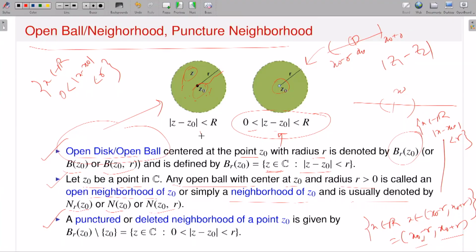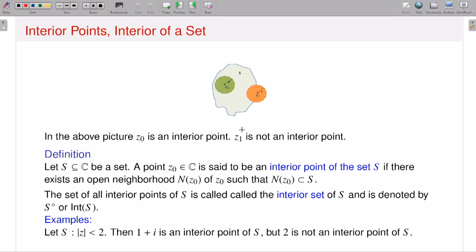Okay, so I hope it is clear. What do we mean by open neighborhood? For a given complex number z naught in C, there exists an open ball with center z naught and radius r. And what is an open ball or open disc? I have defined this kind of set. Punctured means it is an open ball or open disc, but the center is not included there. That means |z minus z naught| should be strictly greater than 0.